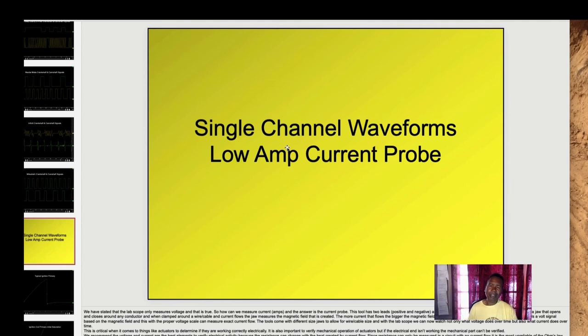Okay, our next class is going to be a single channel waveform with a low amp current probe. That'll be the next one. One channel using the amp probe. And I love using an amp probe. You can see a lot of things, the integrity of that circuit.